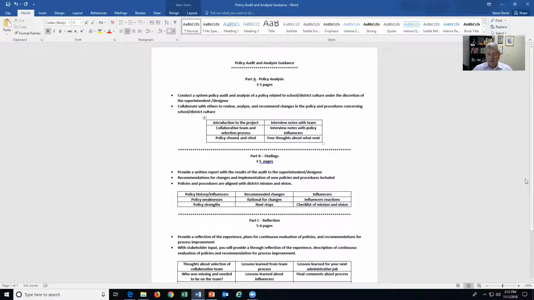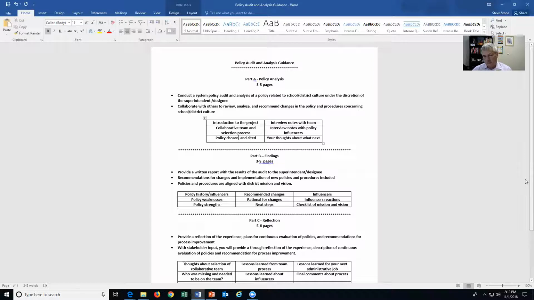Part A is your policy analysis, and in the two bullets, you have exactly what's required by the manual. This is language straight from the manual, but I've also given you a page recommendation, because anything less than 10 to 12 pages is probably not going to be thorough enough, and anything over 20 is going to be too much. So I would shoot for between 12 and 20 pages. I've broken it down for you.